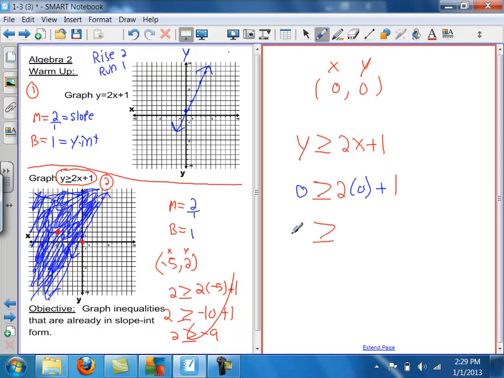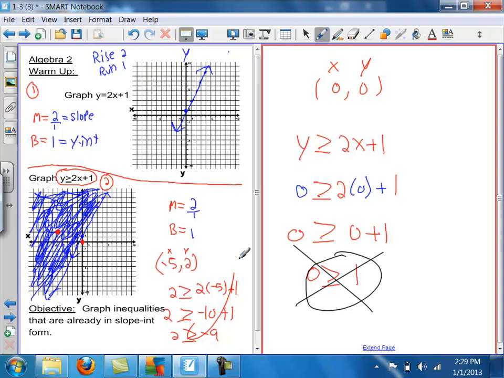Okay, so according to this, 0 is greater than 2 times 0, which is, oops, sorry about that, forgot my arithmetic. 2 times 0 is 0, plus 1. So this is saying that 0 is greater than 1. Is that true? Is 0 greater than 1? Absolutely not. Not true. And this point is not shaded. So not true, not shaded, that's a good thing. So it makes it seem like our answer makes sense. Okay, that's how we check our answer.